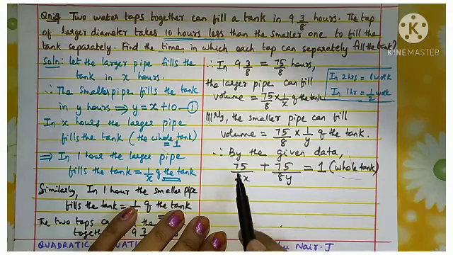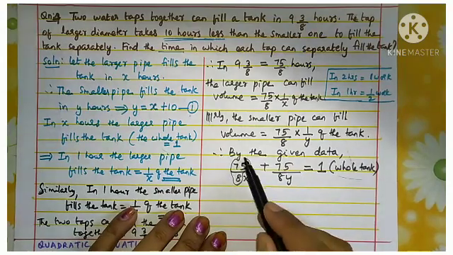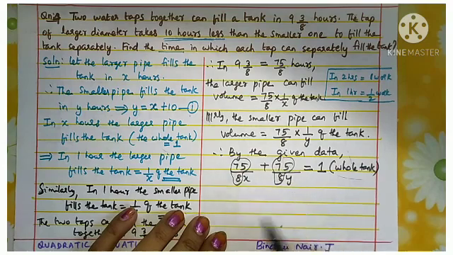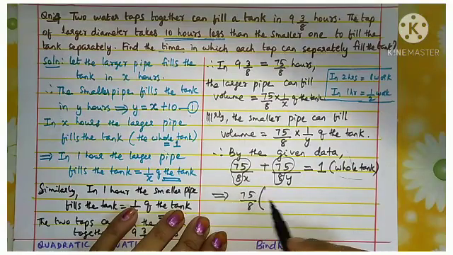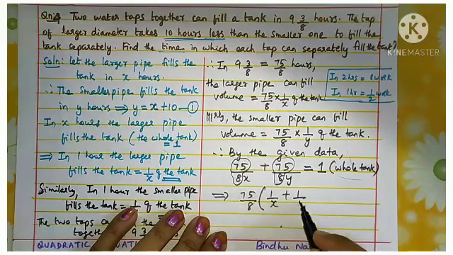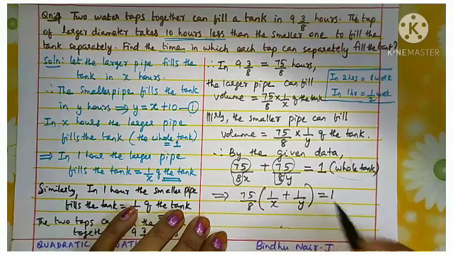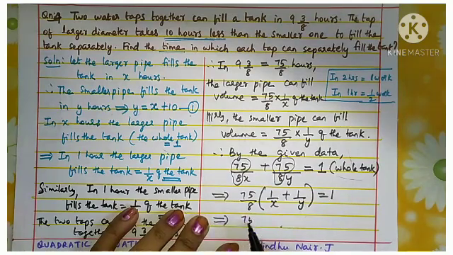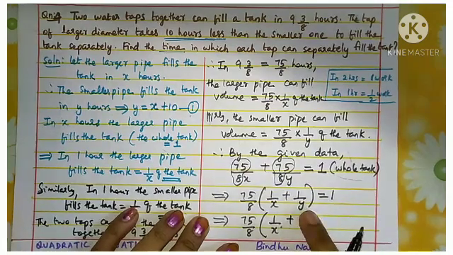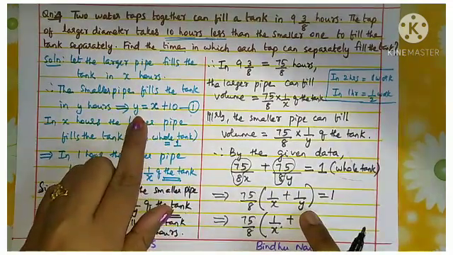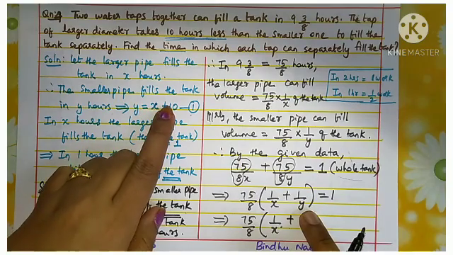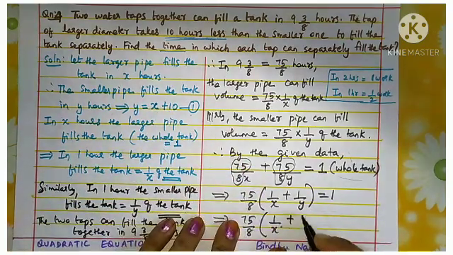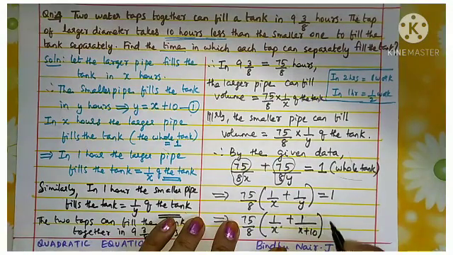Okay. So here you see 75 by 8. This you can take as a common number. So this implies 75 by 8 into the remaining quantity, 1 by x plus 1 by y, equal to 1. Okay. So this is the equation. Now what I am doing is 75 by 8 into 1 by x plus, you see what we have considered in the beginning, y is equal to x plus 10. So that value I am putting here for y. So that is 1 by x plus 10 equal to 1.